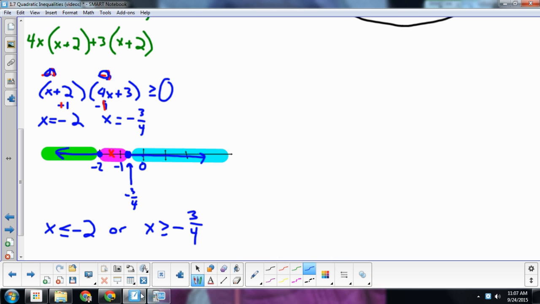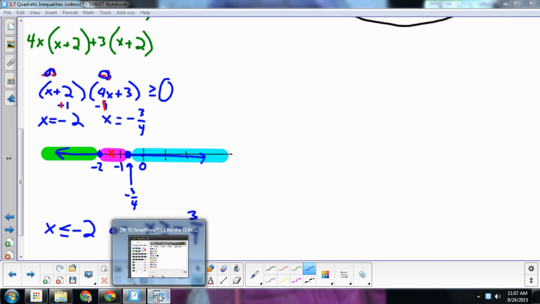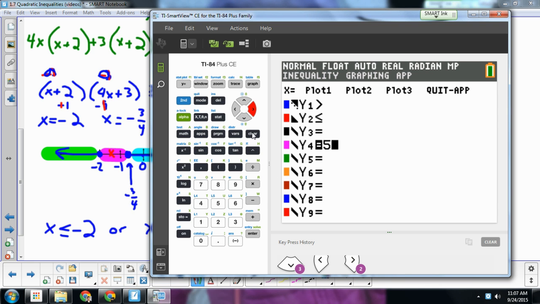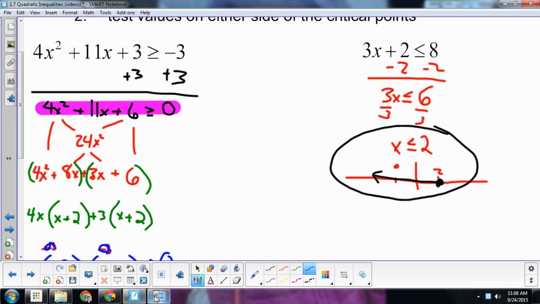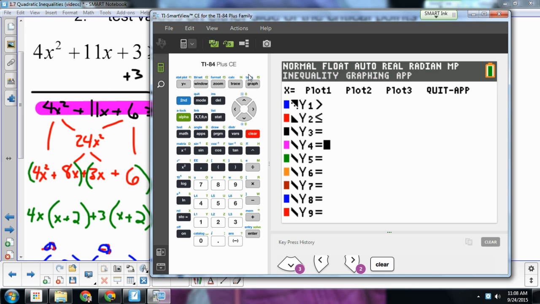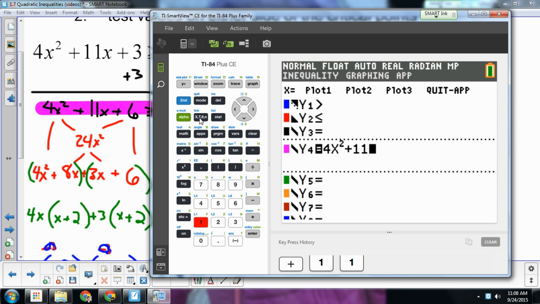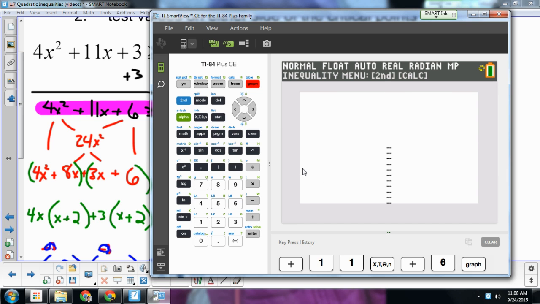Another way you can do this is, rather than factoring and coming up with the critical points, you could use your calculator to find those critical points instead. For example, I would graph the original inequality, the one where it's set equal to 0, which is usually the best bet. So I'll graph 4x squared plus 11x plus 6. I'm going to use my graph to decide where the critical points are. Where is it equal to 0?